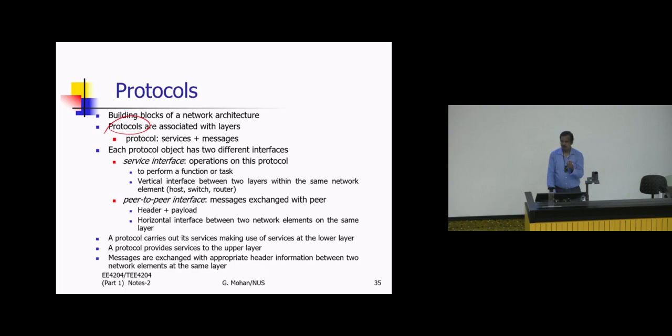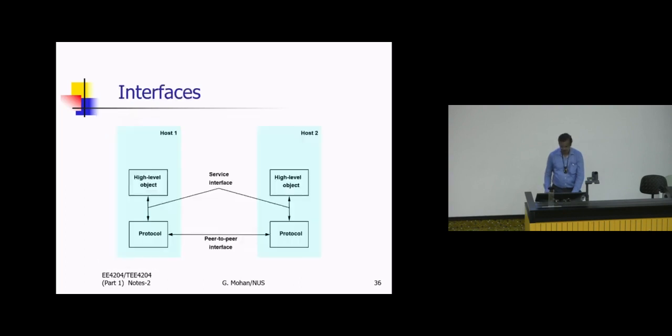Something like a set of defined rules, right, which need to be followed. This is a protocol. So in this context of network, that's also almost a similar meaning, okay? But to put it more specifically, a protocol consists of two components, a service and a message. Service and a message.